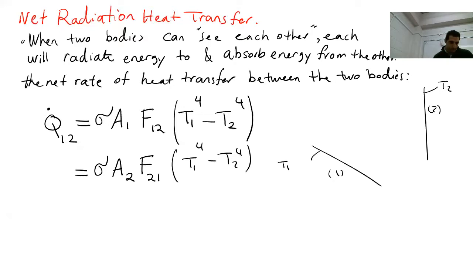Otherwise you have to calculate it. F12 is a shape factor or configuration factor, which depends on shape and orientation. In the more general case, you have to put epsilon as well: sigma epsilon, which we call it for a small body.